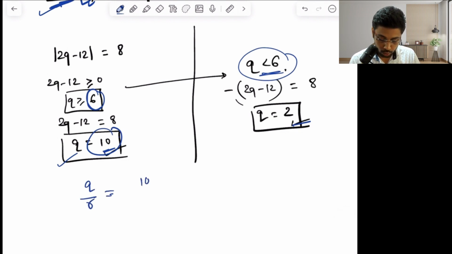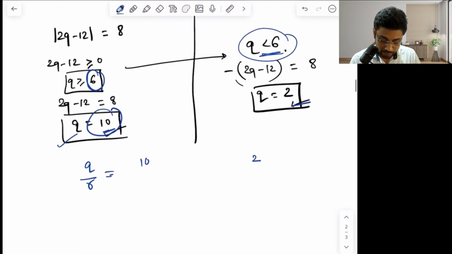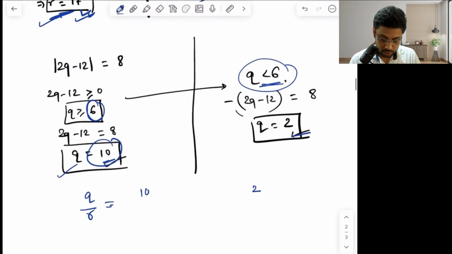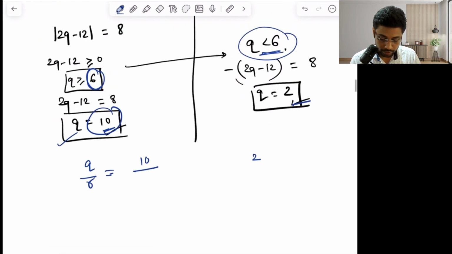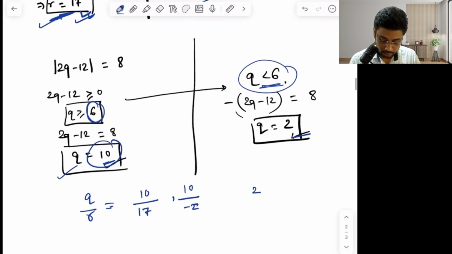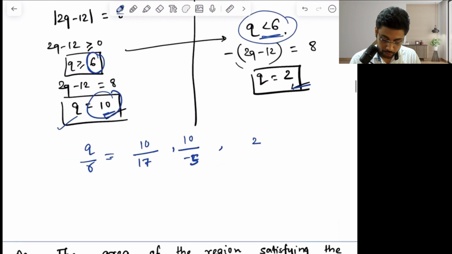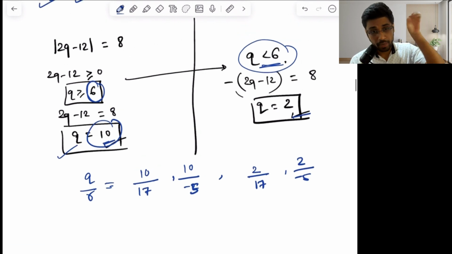So for q, there are two possible values, 10 and 2. For every value of q, there are 2 values of r. So there can be 10 and denominator can be 17, or 10 and denominator can be minus 5, sorry. Then q can be 2 and denominator can be 17, and q can be 2 and denominator can be minus 5. We have to find first the minimum of these and then take the modulus of it.